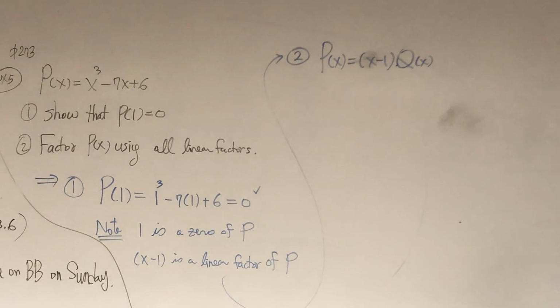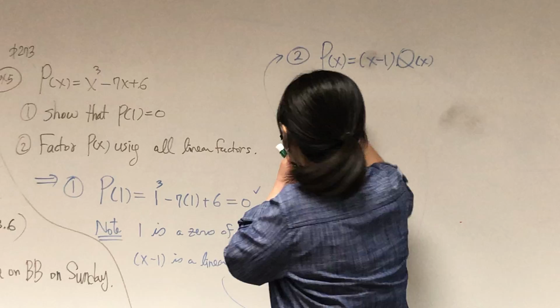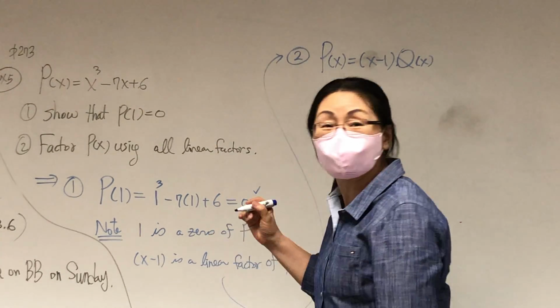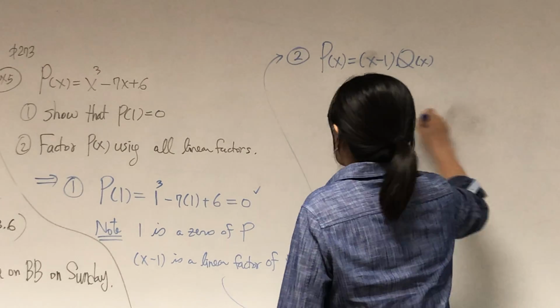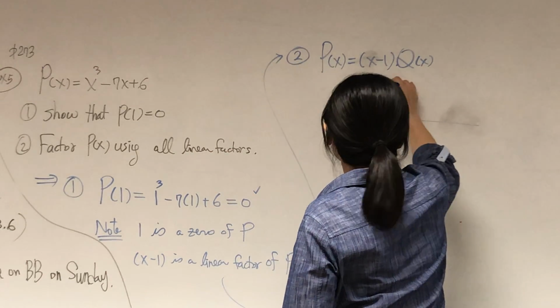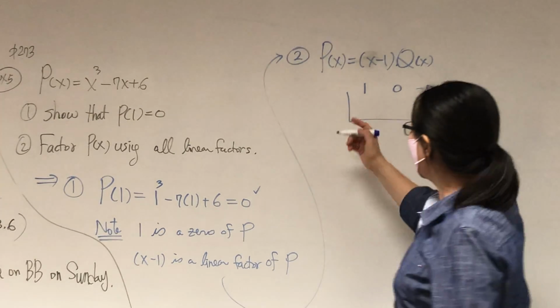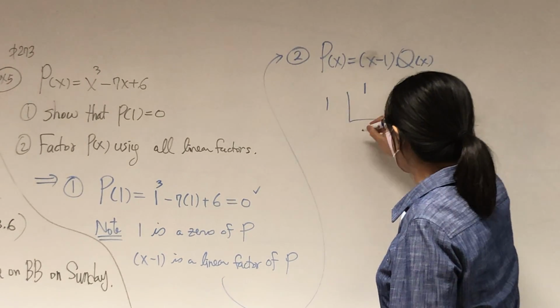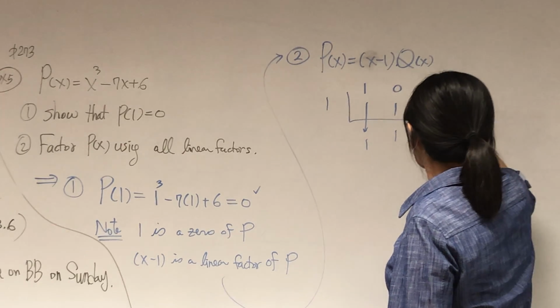Am I right? Yes. Good. What is Q of x? How do you find it? Synthetic division, isn't it? Yep, because we want to break down, right? So, what? 1, 0, negative 7, 6. Am I right? And 1. So, okay. 1, 1, 1, 1, negative 6, negative 6, 0.